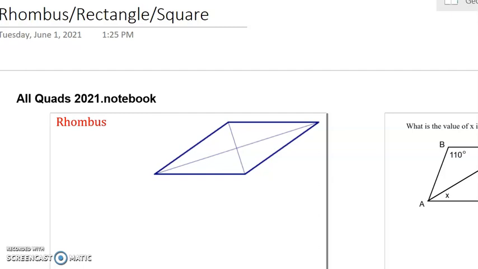To me, the rhombus is slightly harder than the rectangle only because you're not as used to it. I think you've seen a rectangle and you're pretty good at it, so I plan on going much faster through the rectangle than the rhombus.